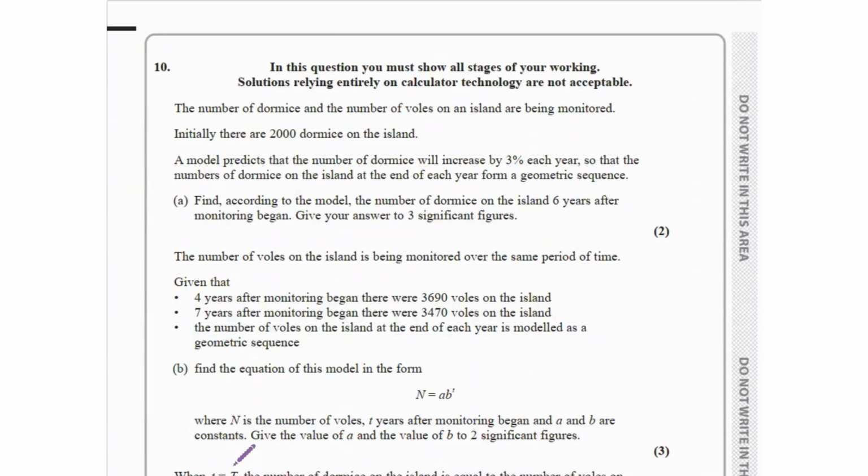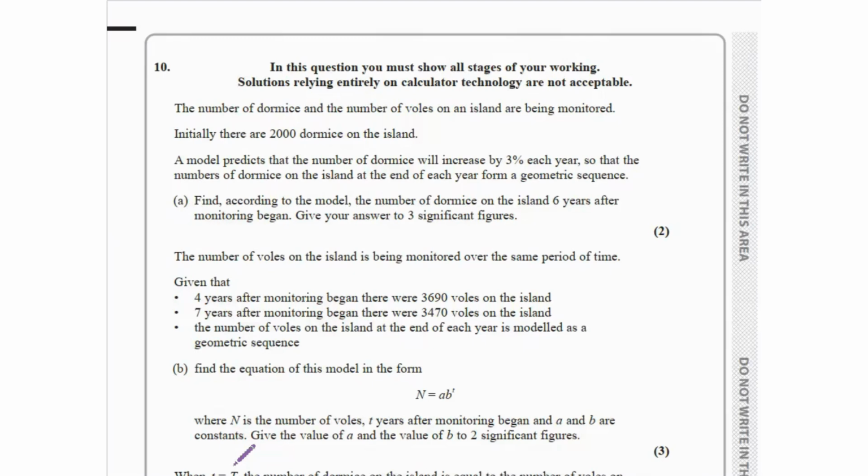The number of dormice and the number of voles on an island are being monitored. Initially, there are 2,000 dormice on the island. A model predicts that the number of dormice will increase by 3% each year, so the number of dormice on the island at the end of each year forms a geometric sequence. Find, according to the model, the number of dormice on the island 6 years after monitoring began, giving your answer correct to 3 significant figures.